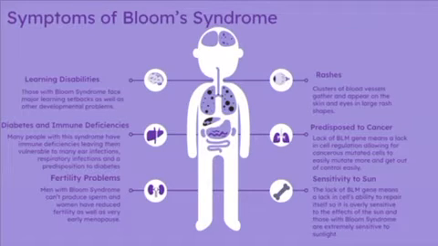Rashes. Clusters of blood vessels gather and appear on the skin and eyes in large rash shapes. Predisposed to cancer. Lack of the BLM gene means a lack in cell regulation, allowing cancerous mutated cells to easily mutate more and get out of control. Sensitivity to sun. The lack of the BLM gene means a lack in the cell's ability to repair itself, so it is overly sensitive to the effects of the sun, and those with Bloom syndrome are extremely sensitive to sunlight. These are the most extreme and harmful symptoms of Bloom syndrome.